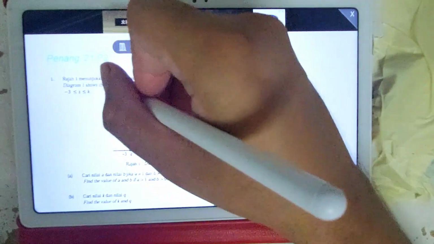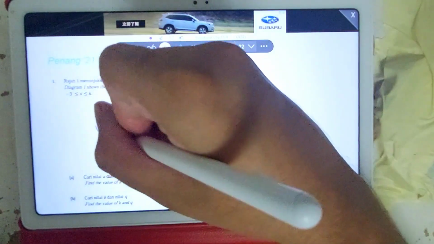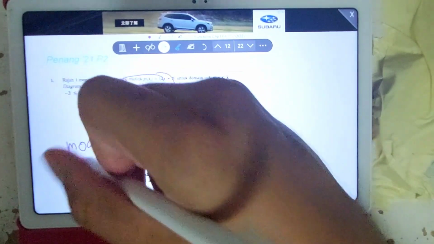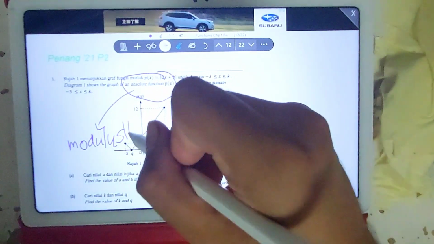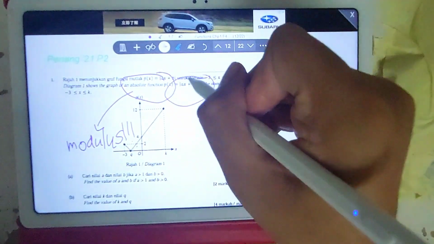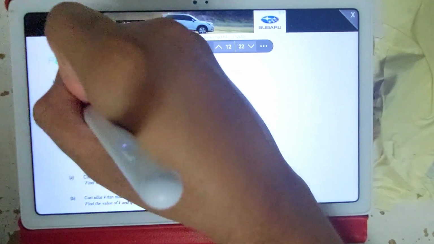Okay, so they said the diagram shows a graph of an absolute function. Okay, take note again, famous function. Whenever they say absolute function, it means they're talking about modulus. As you can see here, this is what they mean by absolute function. They want to know the absolute value.